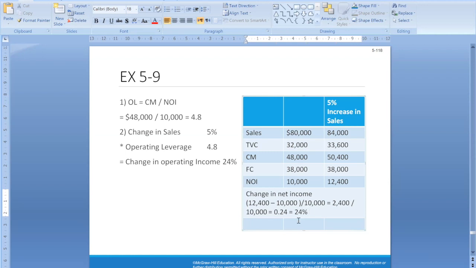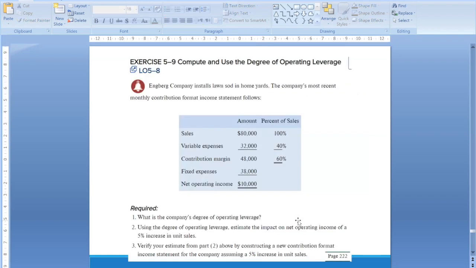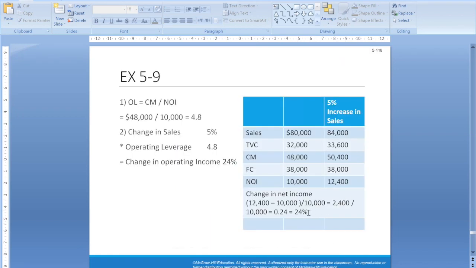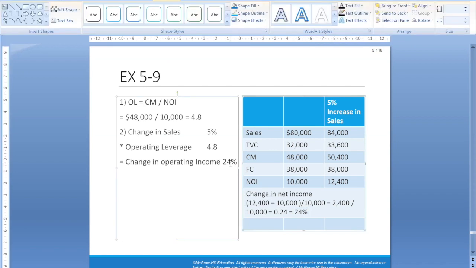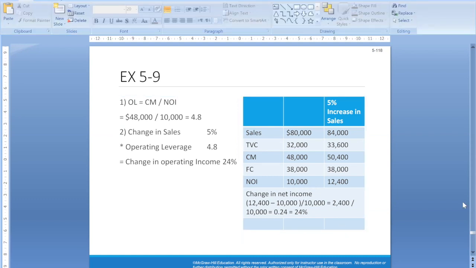That's all for 5.9. Okay. Verify, and we verified. Go back just to compare the 24% here and the 24% here. So the verification from the income statement is still valid.